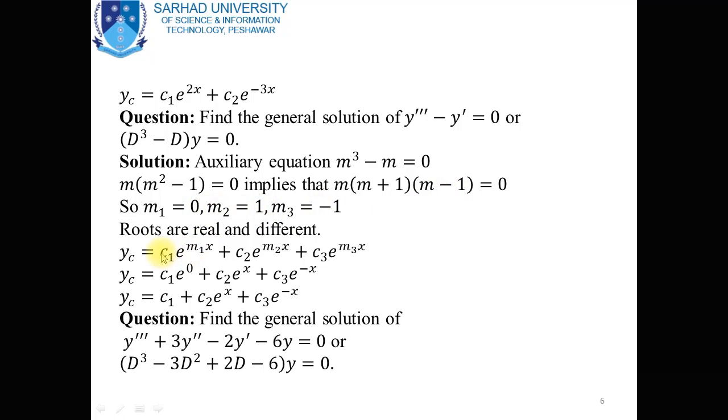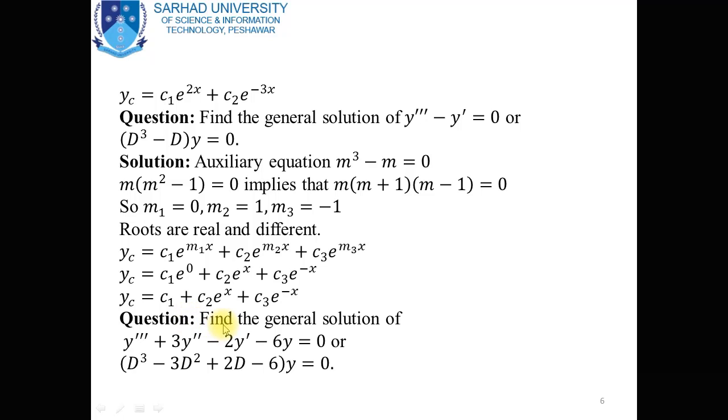Now the auxiliary equation has the complementary solution, that this differential equation has the complementary solution c1 e power m1x plus c2 e power m2x plus c3 e power m3x. Now putting the values of m1, m2 and m3, we obtain c1 e power 0 plus c2 e power 1x plus c3 e power minus 1x, and the solution is now in the simplest form c1 plus c2 e power x plus c3 e power minus x. E power 0 is equal to 1. 1 multiplied by c1 gives c1.